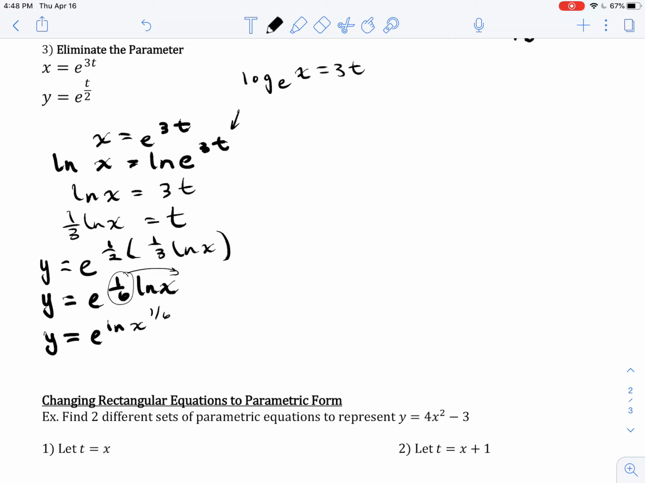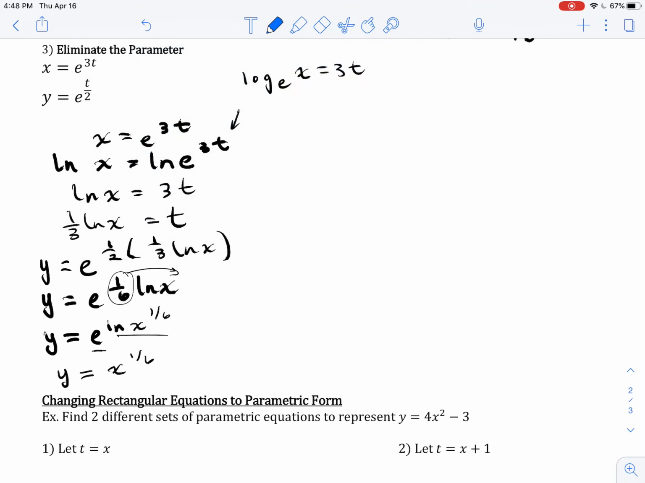And again, you're going to need to revisit your log properties to think exactly about what's going on there. But ask yourself what happens when I have something with a base of e and I'm raising it to the power of something with a natural log in it. But you should get y is equal to x to the 1/6 power. Okay?